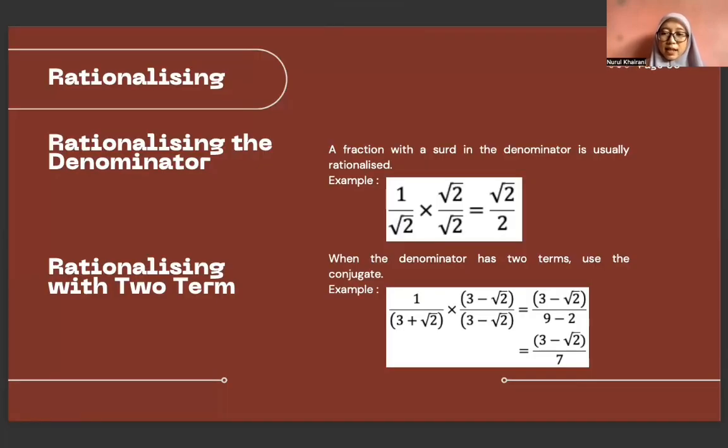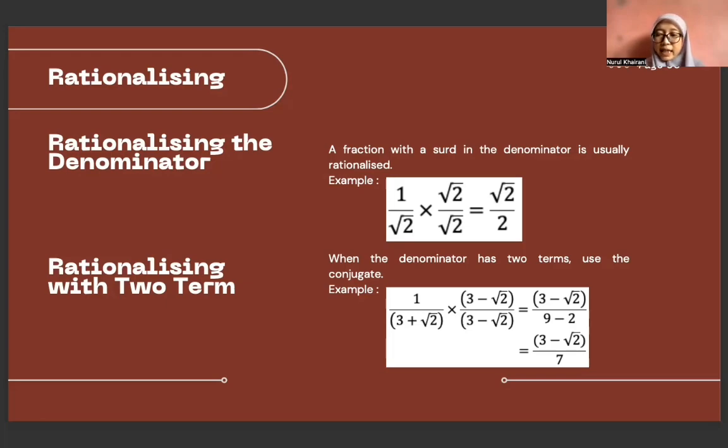Next, rationalizing the denominator. A fraction that has a surd in the denominator is usually rationalized. This means we remove the surd from the denominator. For example, if the denominator contains the square root of 2, we multiply the numerator and denominator by the square root of 2. This helps make the denominator a rational number.